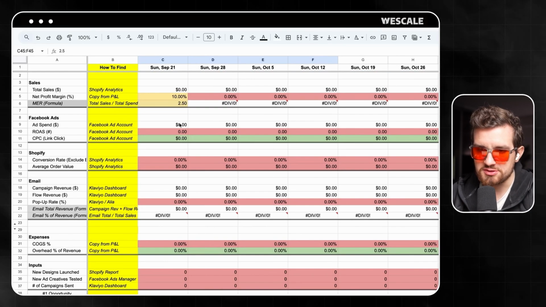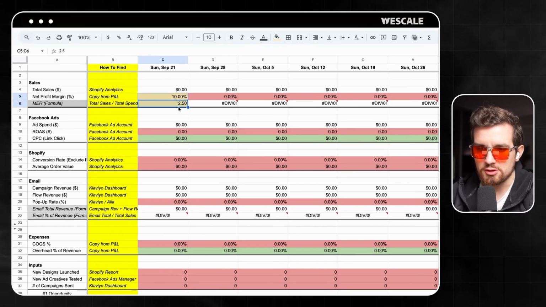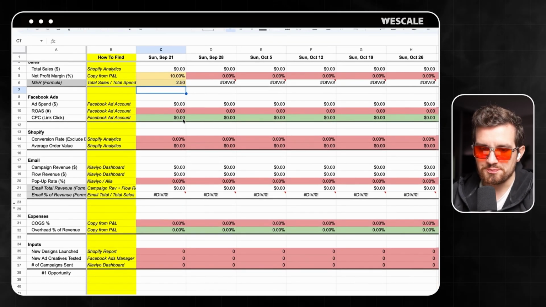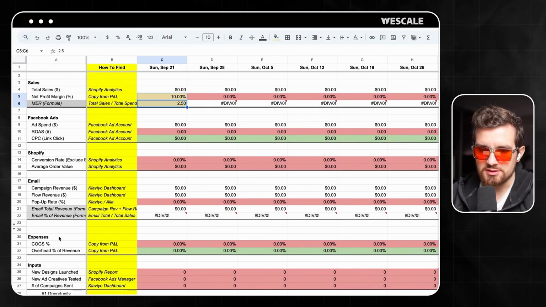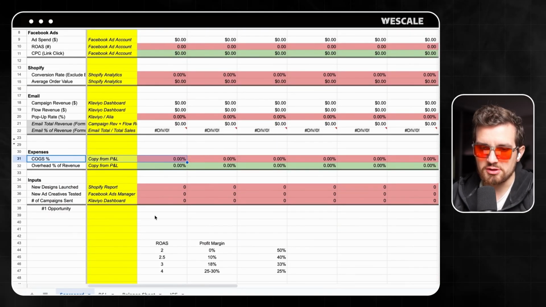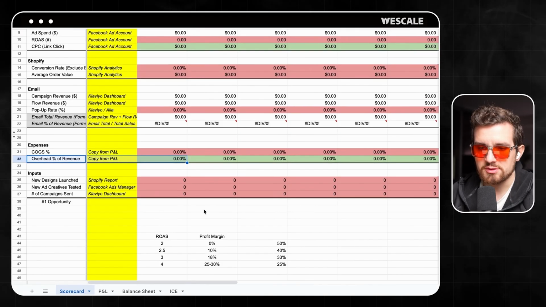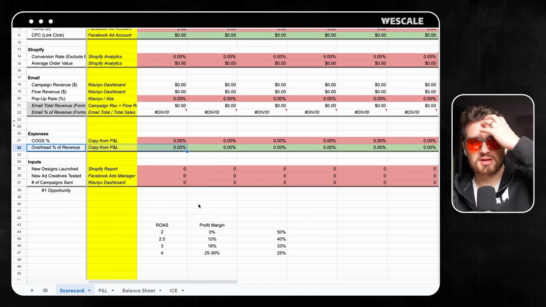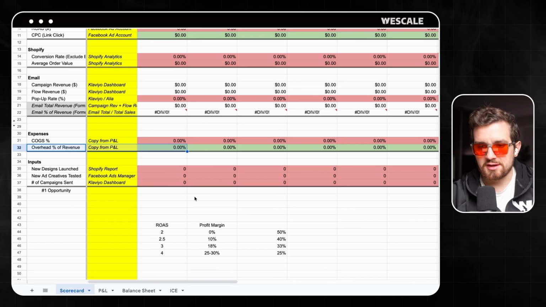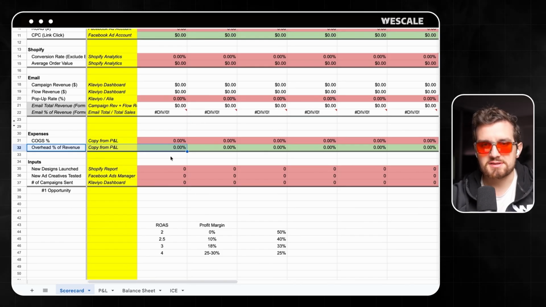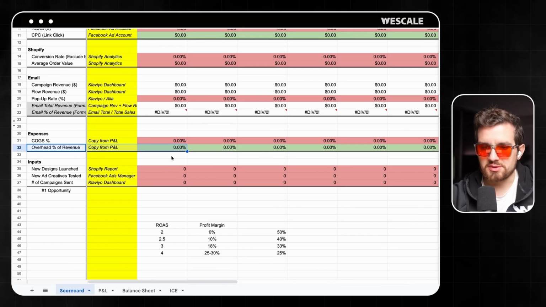And the first thing we do with the scorecard is see, does the profit margin relative to the overall ROAS make sense? So if it doesn't, we talked about cost of goods. The next thing we look at is overhead as a percentage of revenue. So this number should be 2 to 3%. If it's any higher than that, then it means that we should be cutting expenses. Like there's not really that much that we need to pay for.